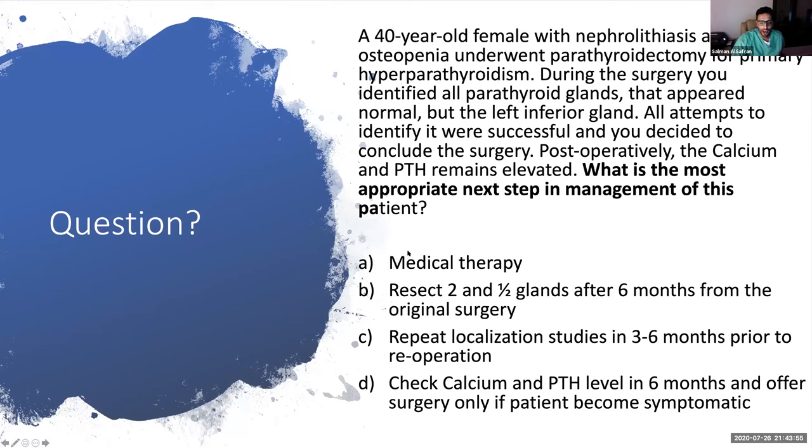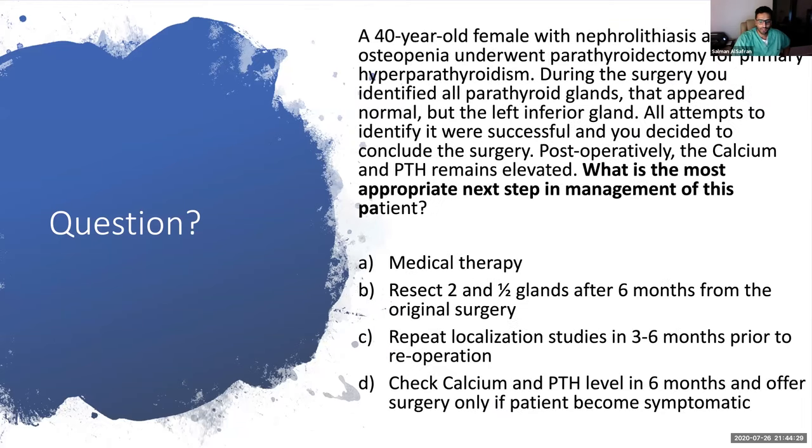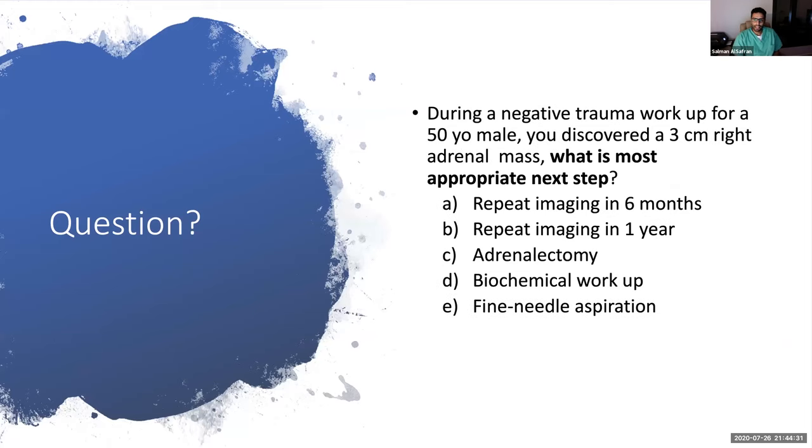All right, now we're gonna move on to the adrenal questions. During a negative trauma workup, for a 50 years old male, you discover a 3 centimeter right adrenal mass. What is the most appropriate next step? Okay, good. So basically you've identified an incidental adrenal mass. Your first thing to do, after history and physical examination, is the biochemical workup.